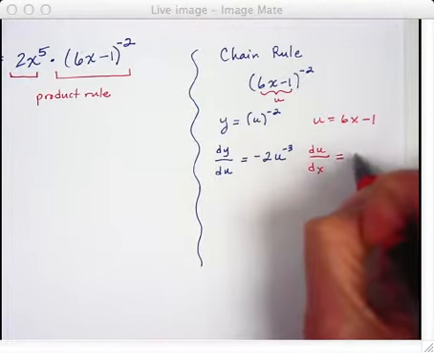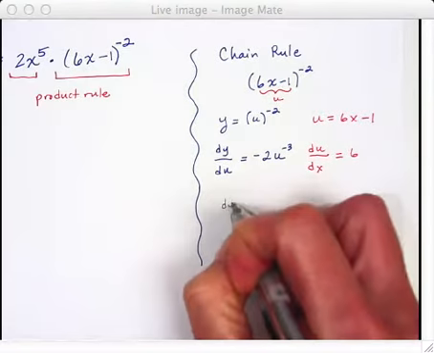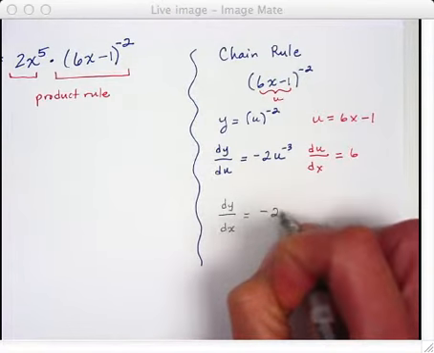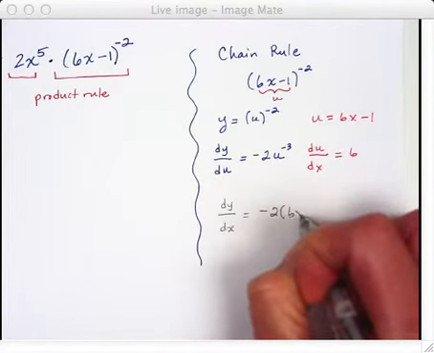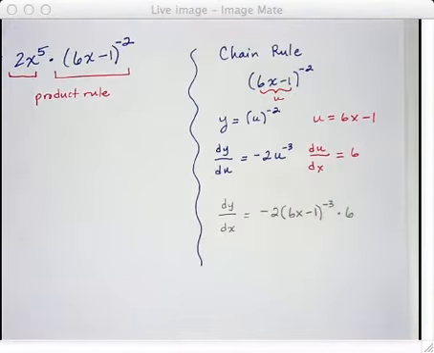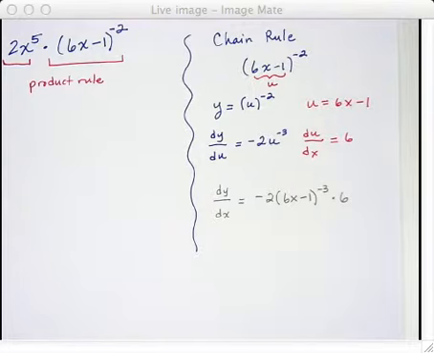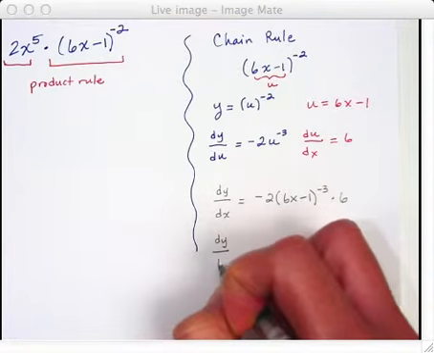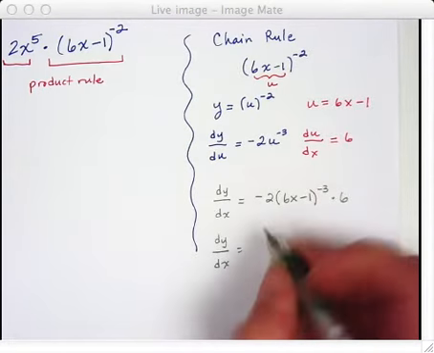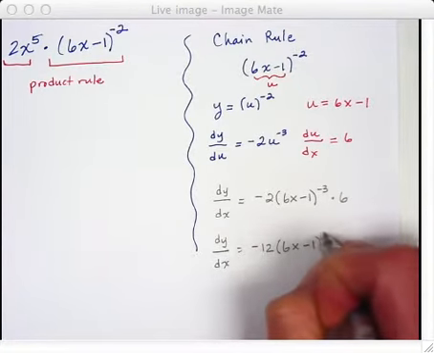And to find dy/dx, I'm going to multiply these two together and substitute my u value back in. So I get negative 2, and my u value is 6x minus 1 to the negative 3, and I'm multiplying it by 6. In this case, you really do have to simplify because you're going to end up using this derivative when you use the product rule. So we're just going to simplify a little along the way, so when I end up using it for the product rule, it's not so ugly. Negative 2 times 6 is negative 12, and then the quantity 6x minus 1 to the negative 3.